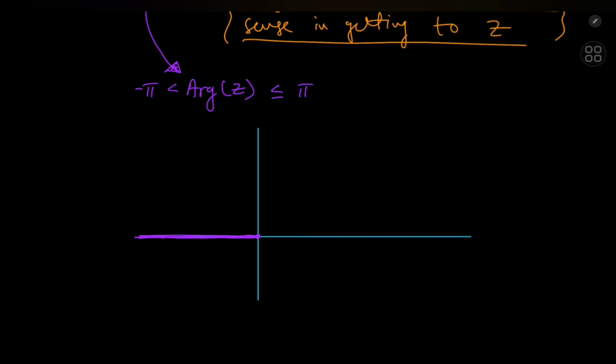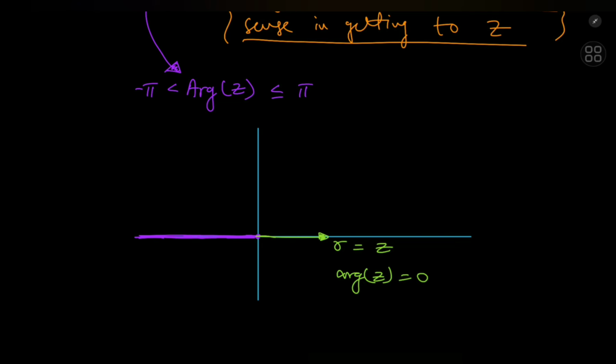Okay, that's what it looks like, but what does this thing do? How does it restrict the argument? To see that, first let me draw this vector representing some positive real number r. So here I have z equal to r, and the argument of z is 0.